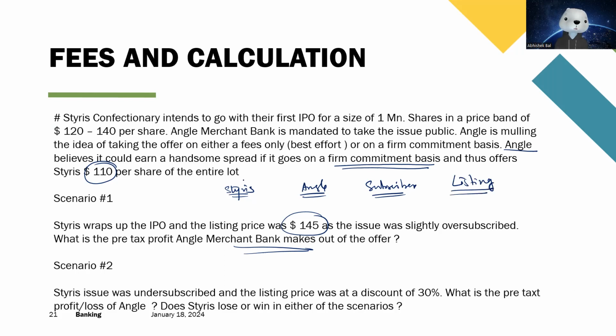Stylus wanted to raise capital and they were trying to price this issue between 120 to 140. Angle negotiated and offered them 110. So to this extent, if Stylus has actually agreed to sell their entire lot to Angle at 110, then Stylus is off the hook as far as this IPO is concerned.